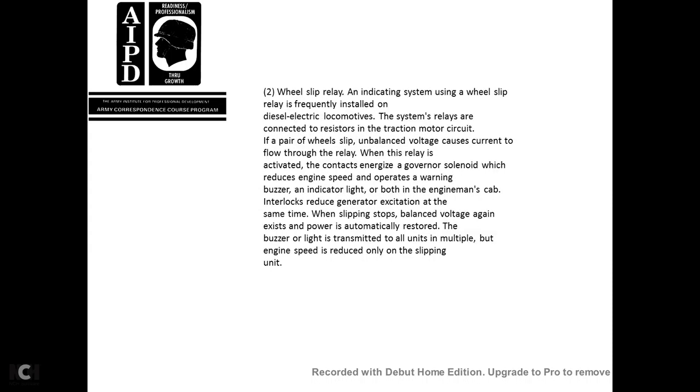2, the wheel slip relay and indication system. The wheel slip relay is frequently installed on diesel electric locomotives. The relay is connected with resistors in the traction motor circuit. If a pair of wheels slips, unbalanced voltage causes current to flow through the relay. The relay is activated and its contact energizes the governor solenoid, which reduces the engine speed, operating the warning buzzer and indicator light in both the engine cabs, and the interlocking reduces generator excitation at the same time.